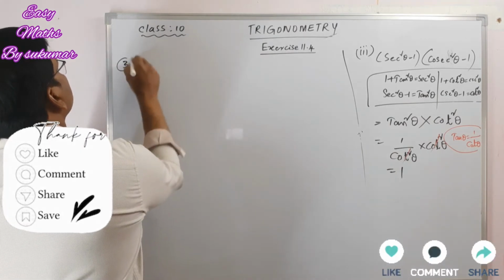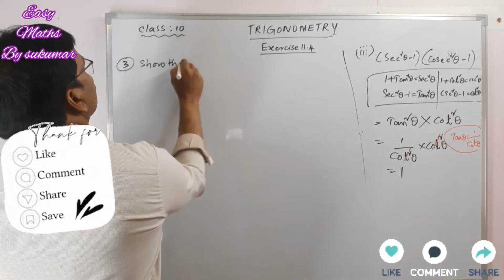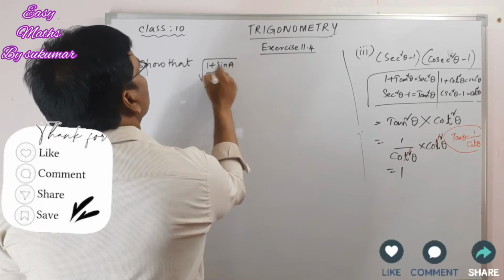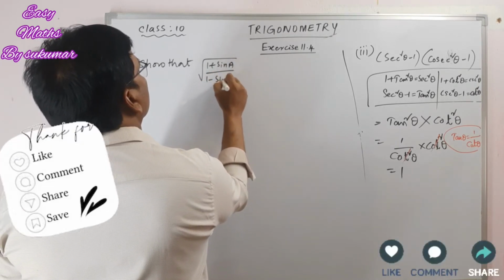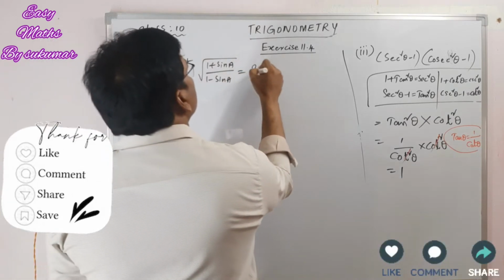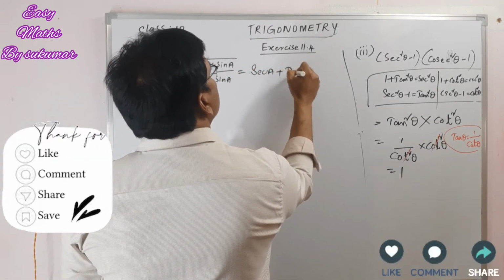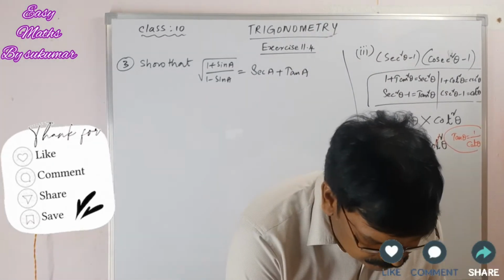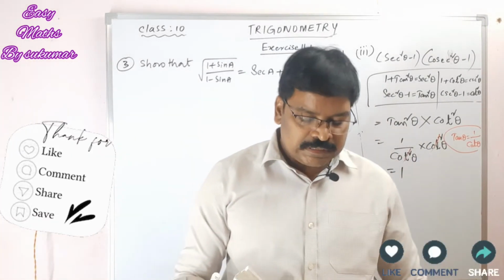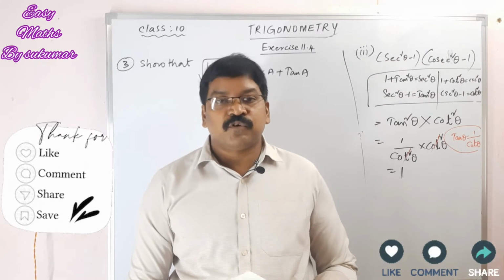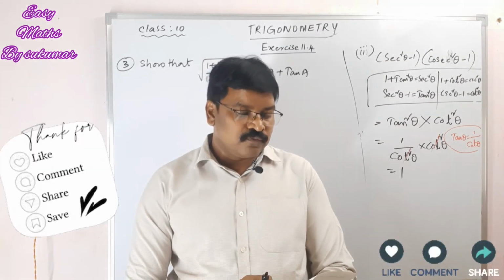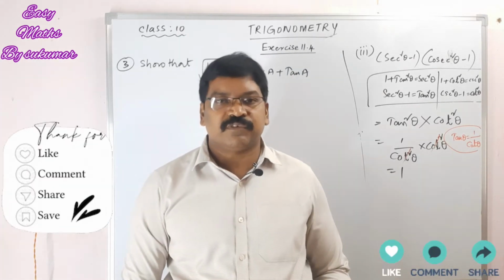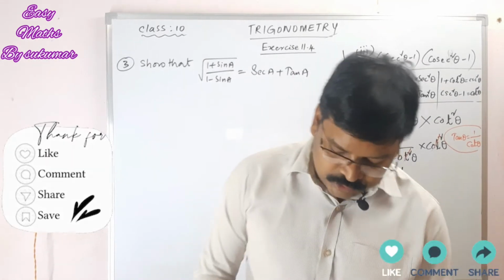Show that root of 1 plus sin A by 1 minus sin A is equal to secant A plus tan A. Actually this sum is given in exercise 8.4, sixth sum in fifth set, sixth bit in fifth set for CBSE students. Okay, right. Please look here.